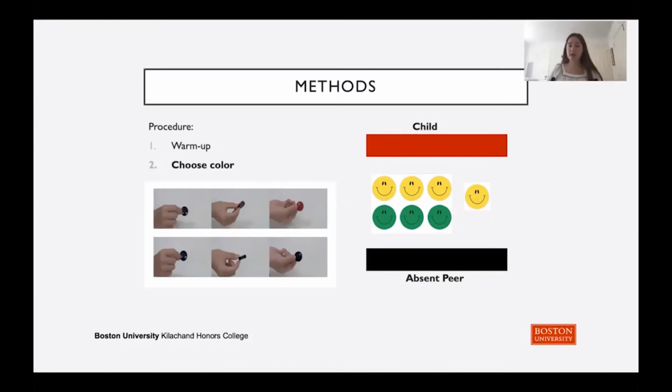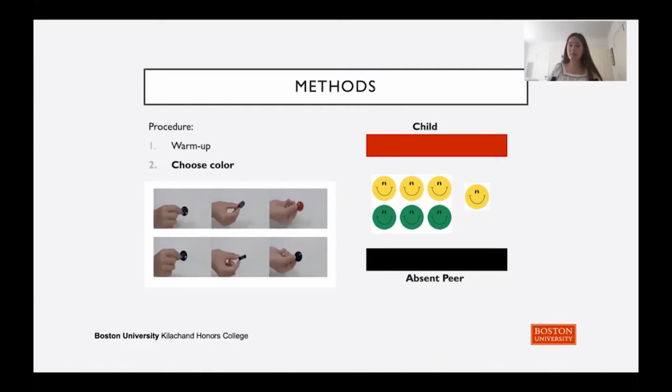So here, the child is red and the absent peer is black. We then introduce them to 2 coins they'll be playing with. 1 fair coin, which is red on one side and black on the other, and 1 unfair coin, which will always give the child a disadvantage. So it will always be the color of the absent peer, in this case black, and this coin is black on both sides.